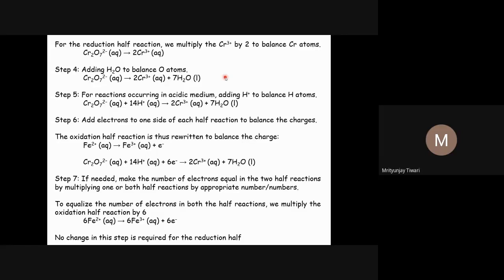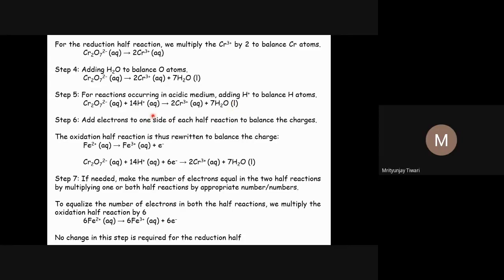How many atoms are in excess? 14. So to balance 14 hydrogen atoms, we need to add 14 H plus ions to the left hand side. If you add 14 H plus ions to the left hand side, we see that the hydrogen atoms are also balanced. So we have balanced the number of chromium atoms, the number of oxygen atoms, and the number of hydrogen atoms in both reactions, the oxidation half and the reduction half. In the oxidation half, we don't need to make any changes till now, because it was already balanced in terms of all the things we have seen so far.